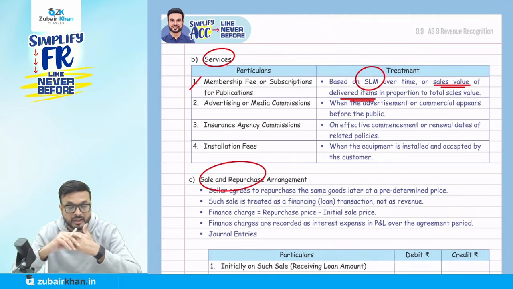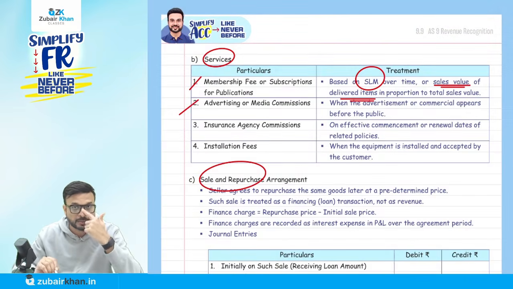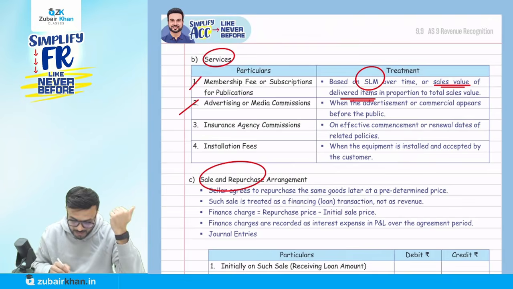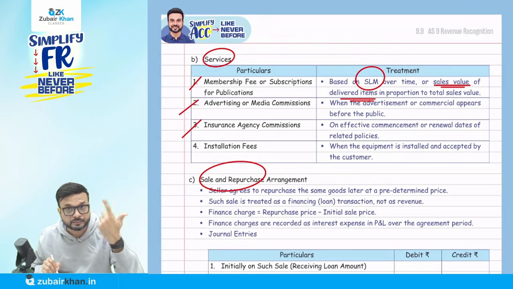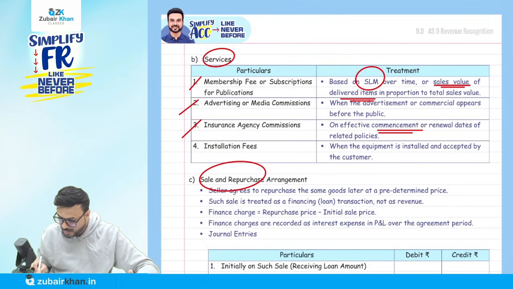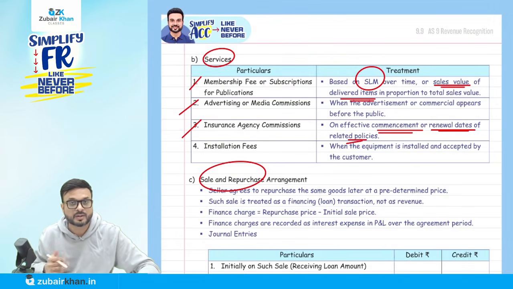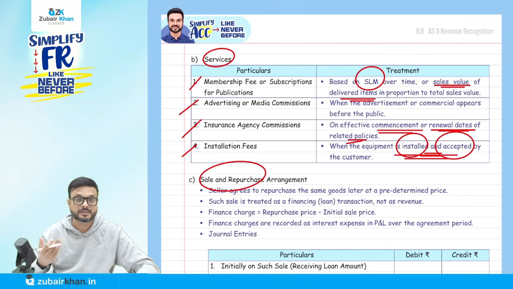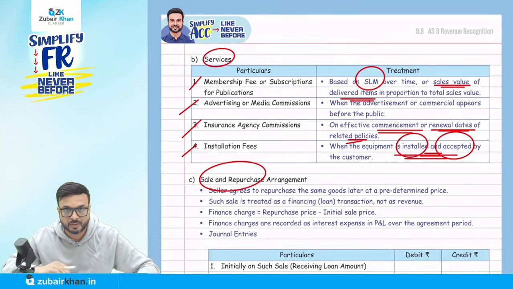Advertisement or media commission: remember that when the advertisement appears in public, only then do we recognize revenue, because only then have they delivered the services. Insurance agency commission: when the insurance policy starts, or on the renewal date, when the effective commencement or renewal date of the related policy comes, only then will they recognize the insurance commission. Installation fees: if they are charging once the installation has been done and accepted by the customer, only then will it be considered as revenue.